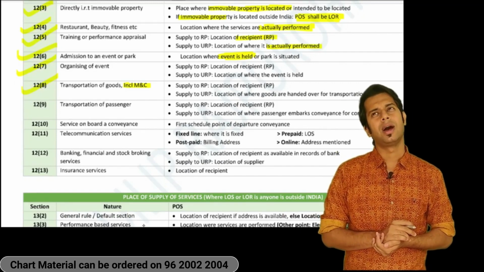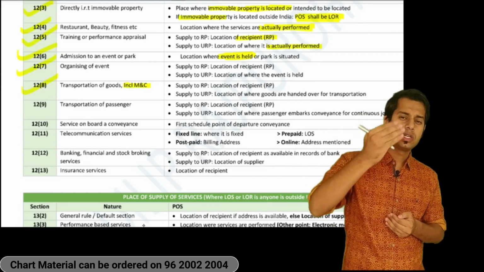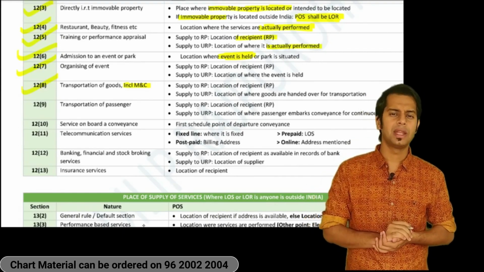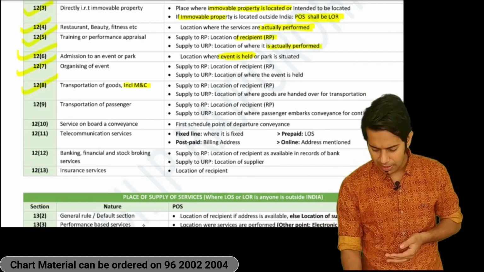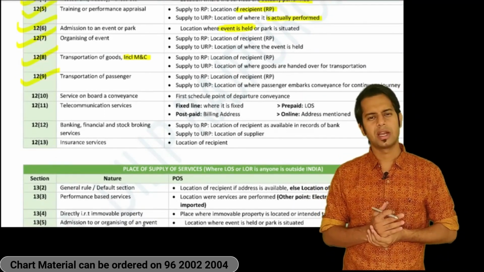Sir, what if the goods are sent outside India? Then the place of destination will be the place of supply. Place of destination will be treated as place of supply.